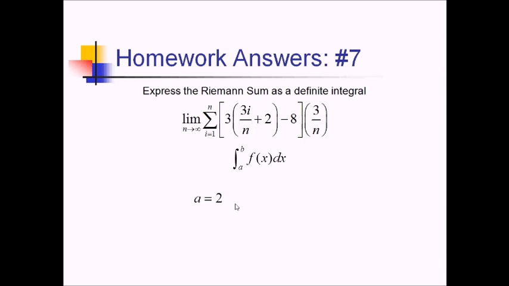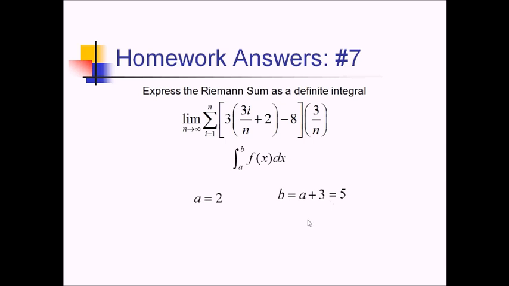And then to find the b value, we need to figure out the change in the interval from lower to upper limit of integration. In general, that change is what's being divided by n over here. So we have a change of 3. So the b value then is just going to be 2 plus 3, which comes out to 5, of course.